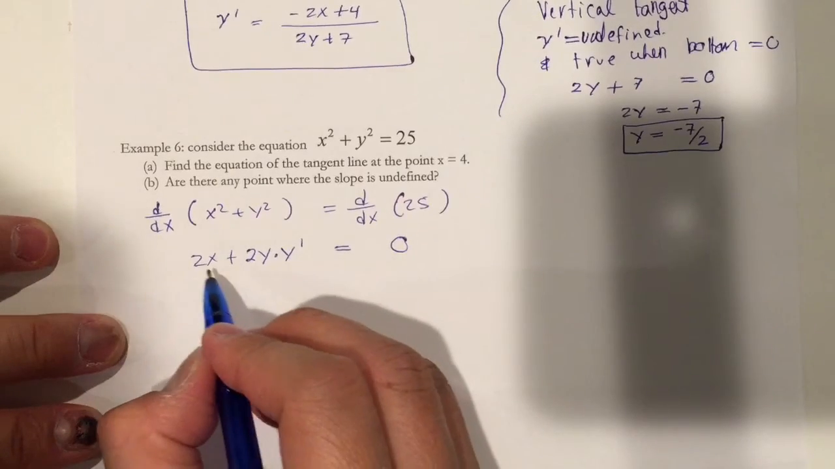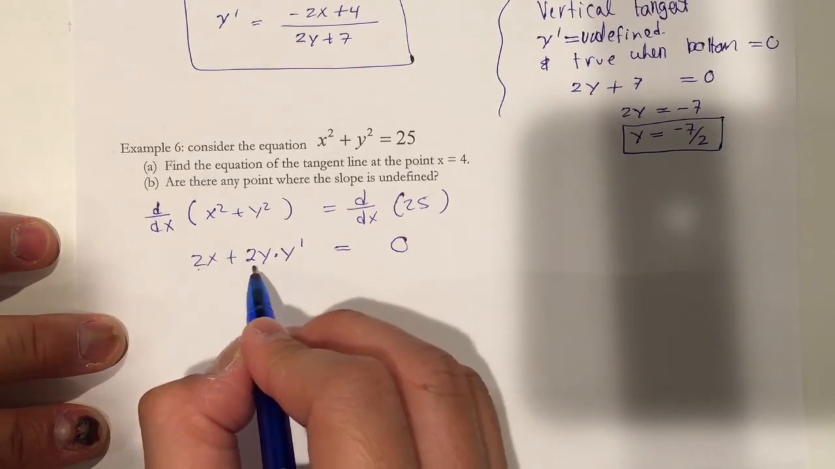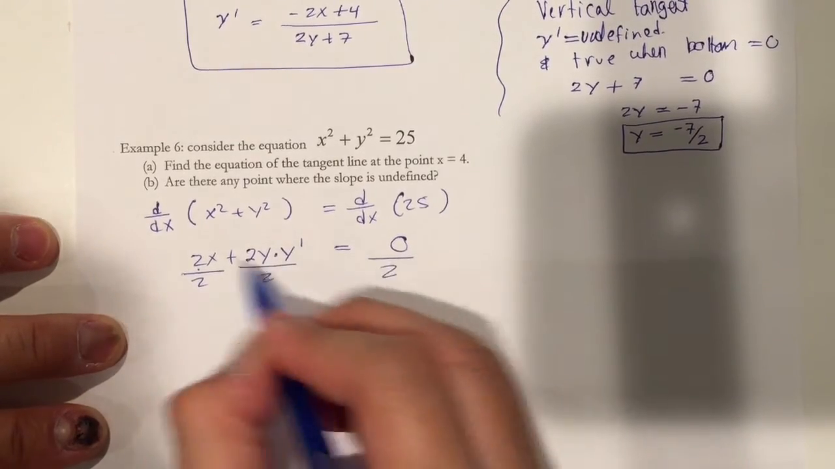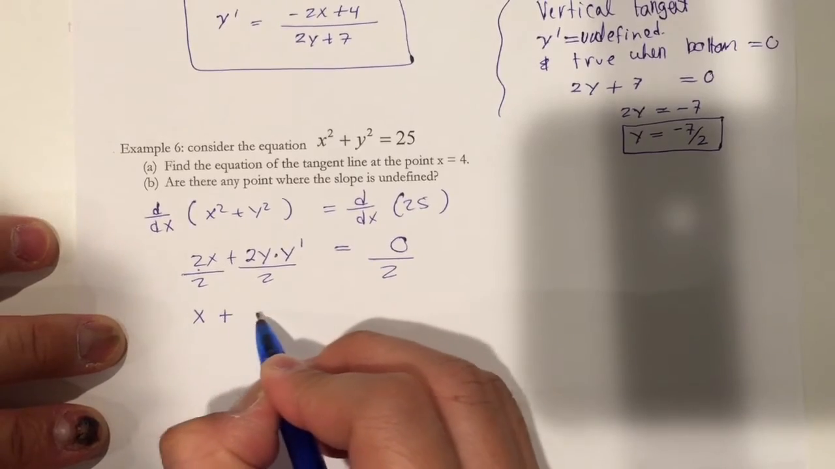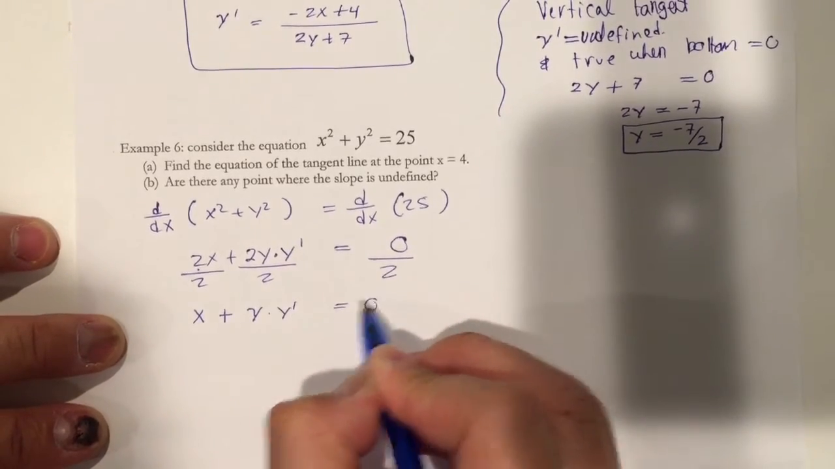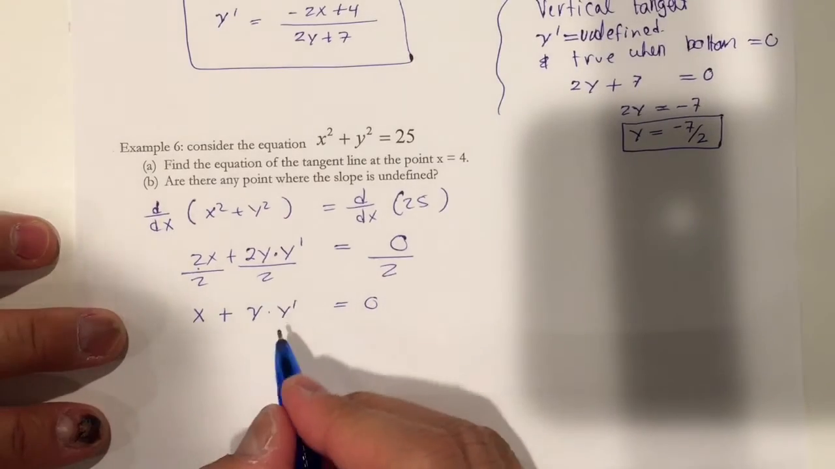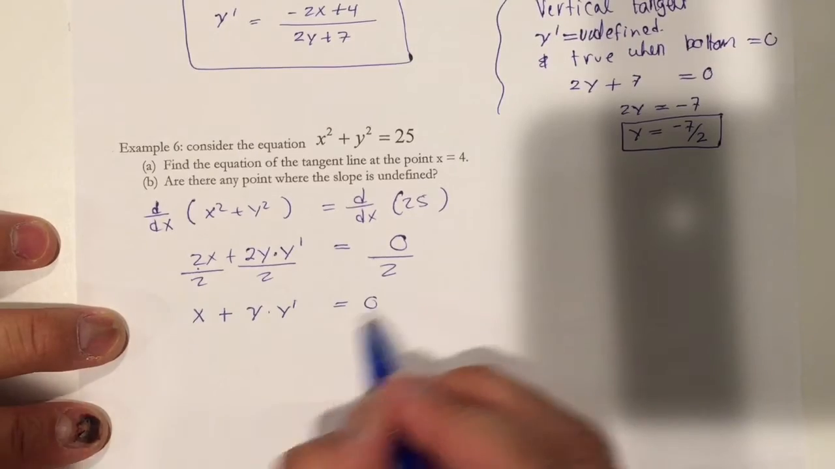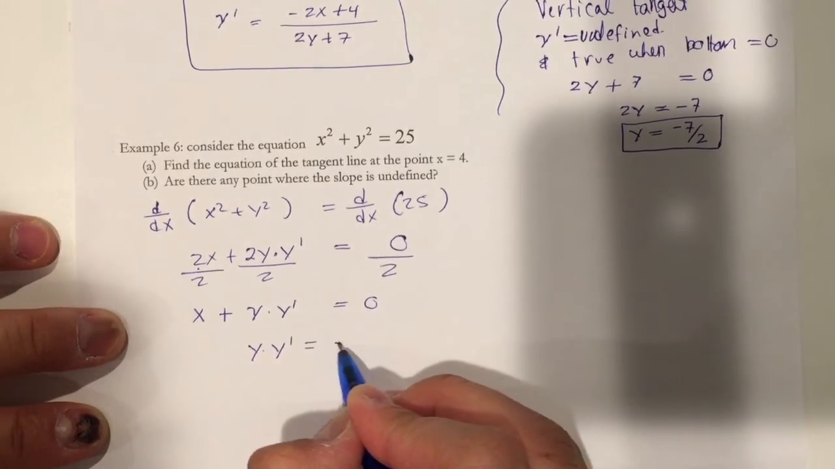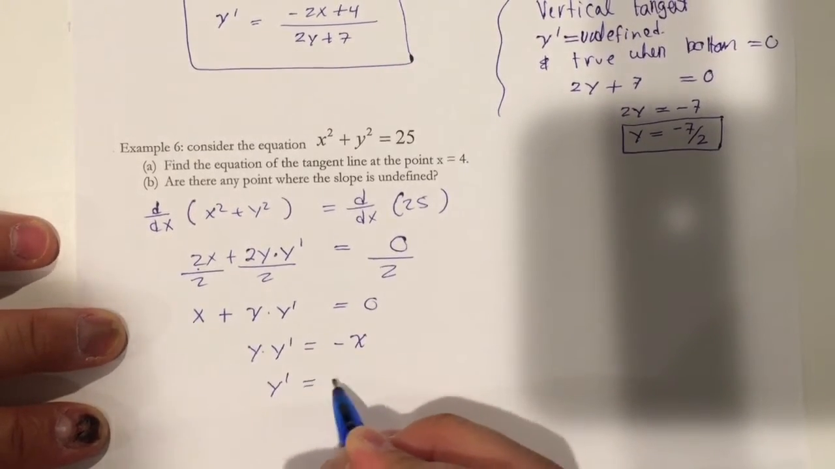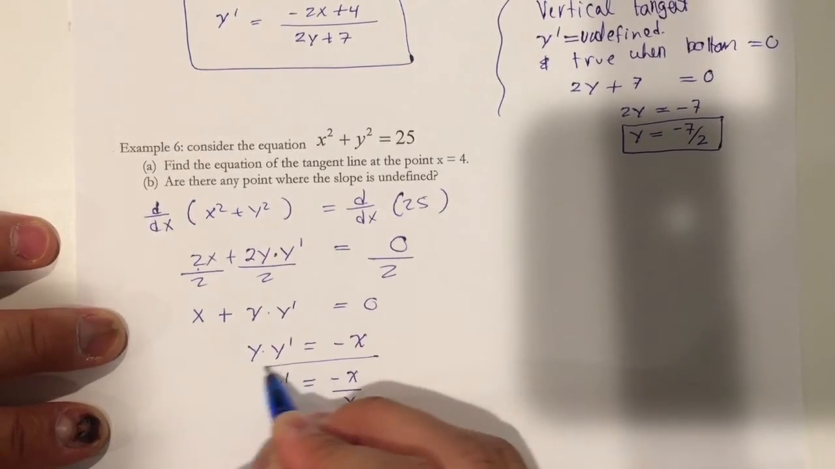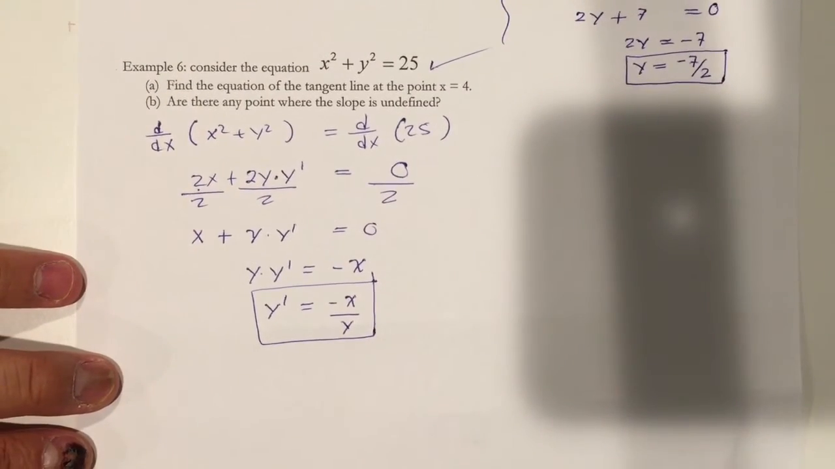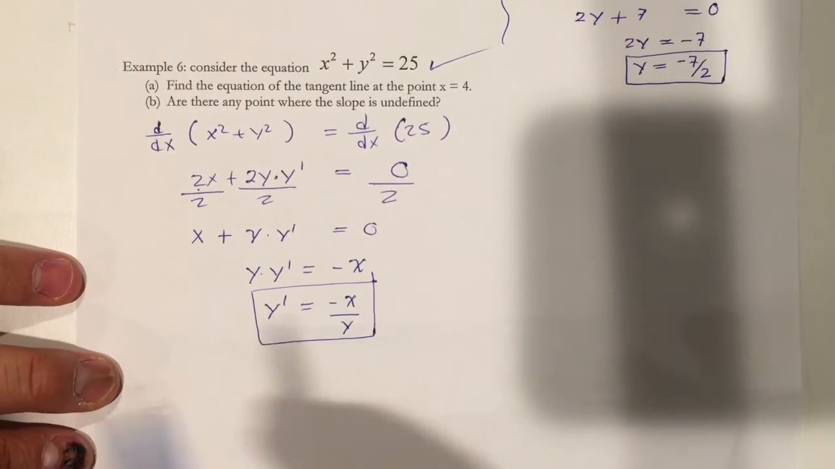But here's the cool thing. I know that each of these terms has a 2, and because I can divide both sides by 2, that basically means that I can easily get rid of that factor of 2. And now, since I'm solving for y prime, I'm going to move the x to the right, like this, and then divide both sides by y. So there you have it. This is my derivative function for this implicitly defined function, which is the equation of a circle.